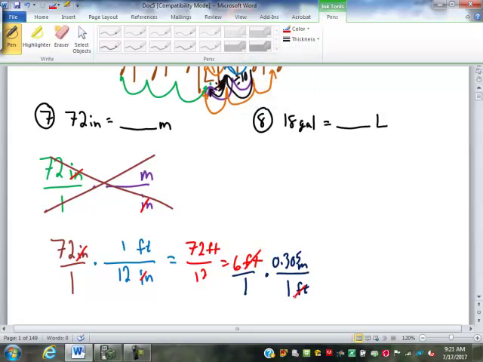So the foot cancels out. We've got 6 times 0.305, which is 1.83 meters. You got it.